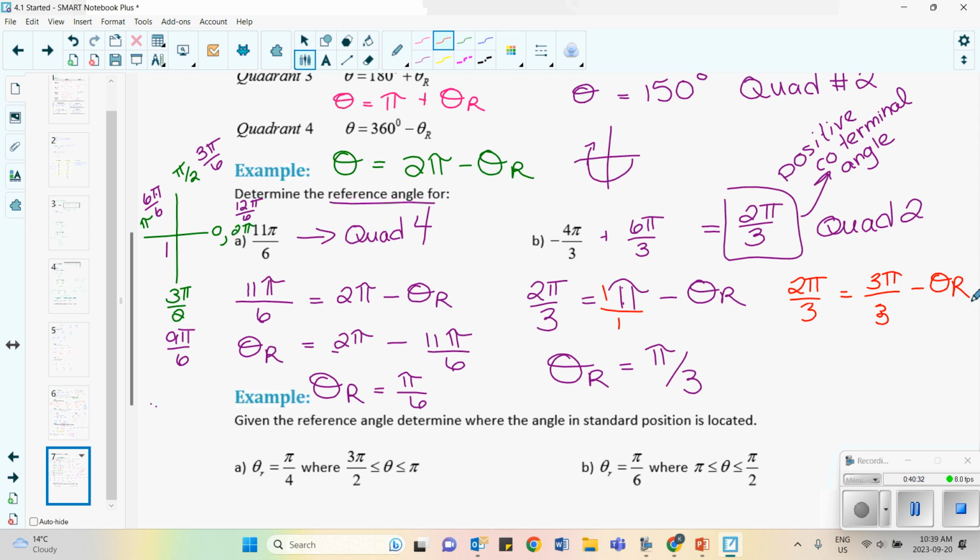Rearrange the equation. It's just basic algebra. I'm adding theta reference to both sides. I'm going to minus 2/3 pi from both sides. So I'm going to have theta reference left on this side, 3 pi over 3 minus 2 pi over 3. And that's where I get the pi over 3 for the answer.